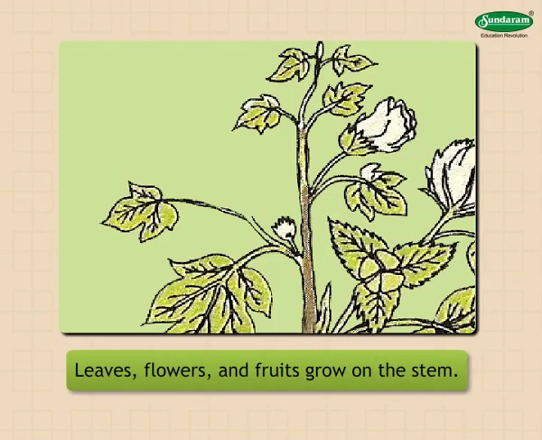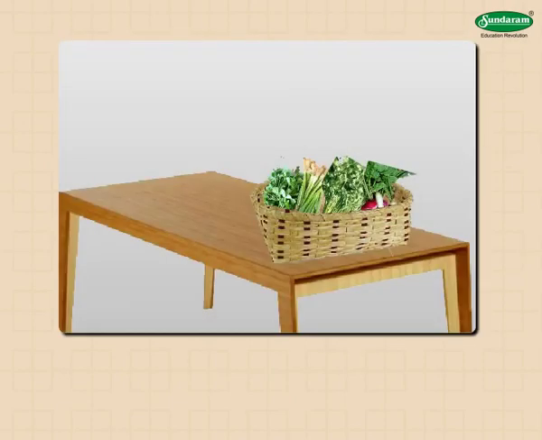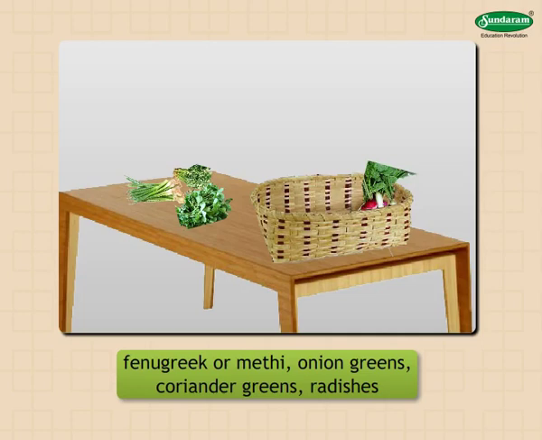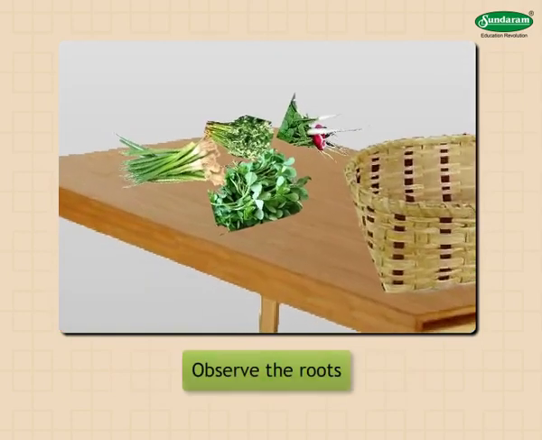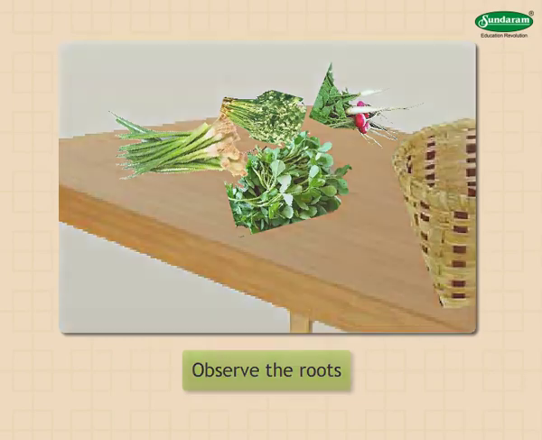Now, let us see different types of roots. Different plants have different roots. Try this. We bring vegetables like fenugreek or methi, onion, coriander, radishes. Observe the roots of these plants carefully. The roots of plants are not all alike.